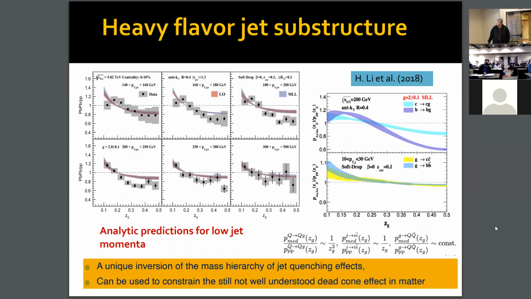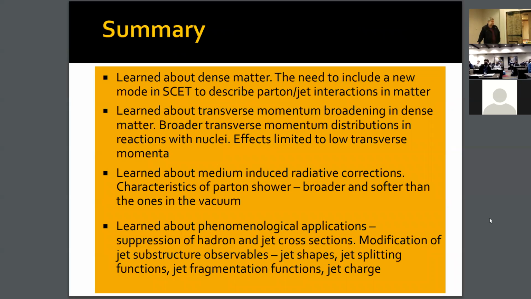And finally, this brings me to the summary. I hope we stayed on time. So what did we learn today? We learned that there are interesting forms of dense matter and they can be recreated in hadronic collisions, either with a single nucleus, in which case we have cold nuclear matter, or two nuclei, in which we can have hot nuclear matter like the quark-gluon plasma.